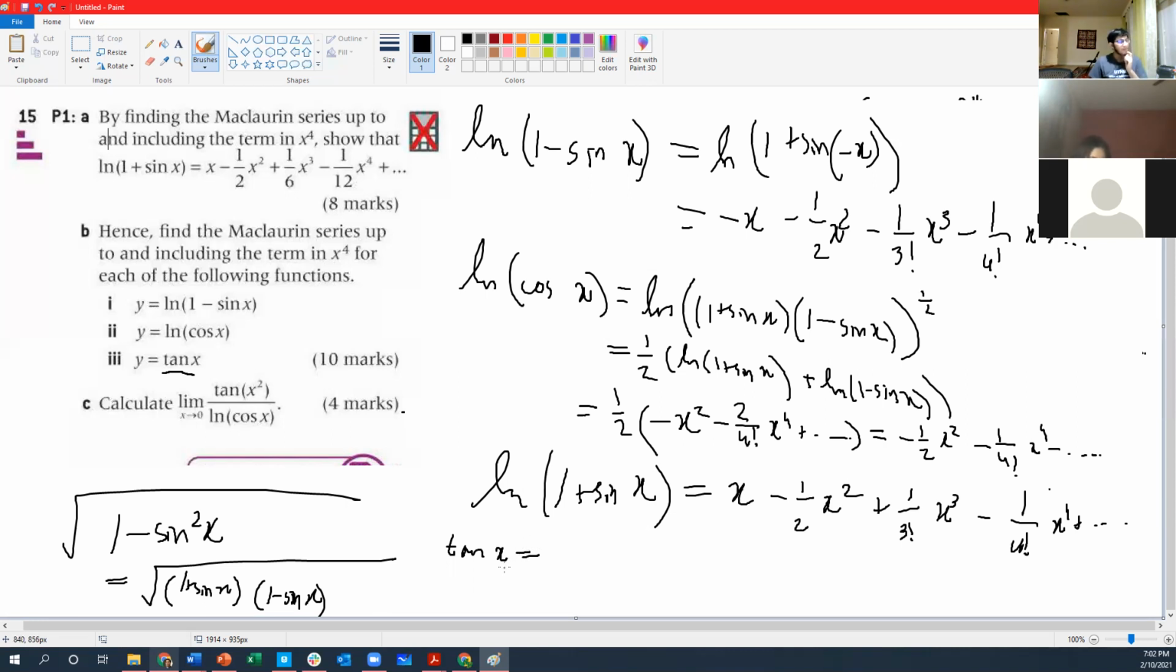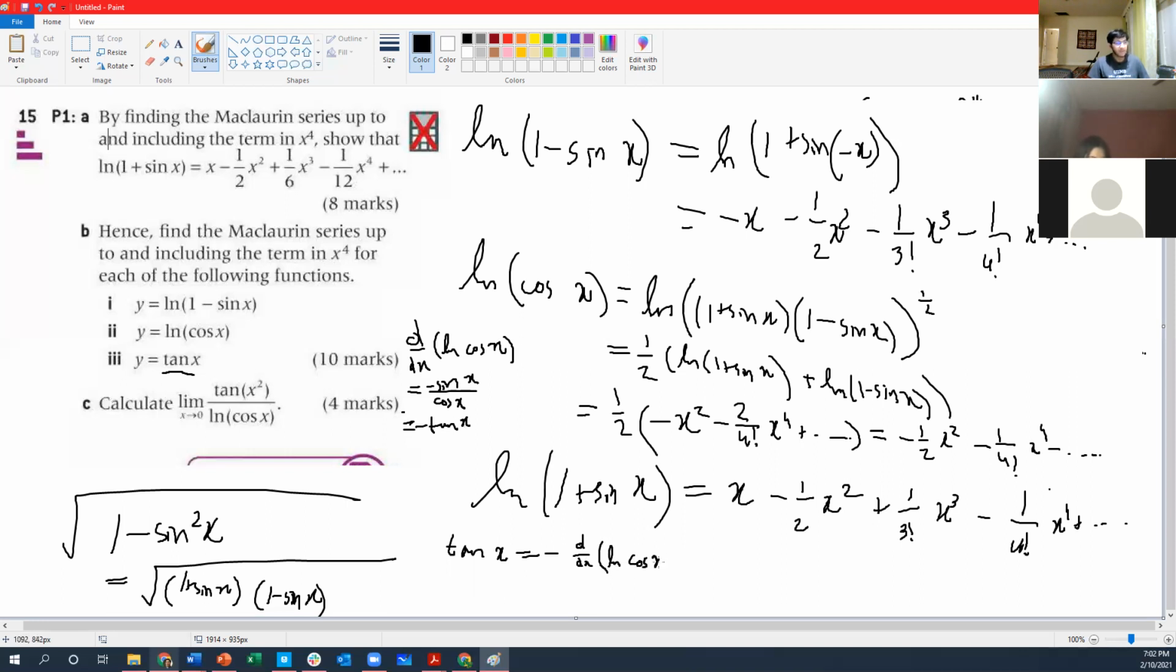The derivative of ln of cos x is, yeah, minus tan x, right? So ln cos x gives one over cos x, and then by the chain rule, the derivative of cosine x is minus sine x, and you get minus tan x. So you can write tan x as minus d dx of ln cos x.